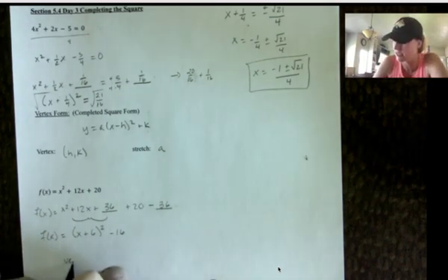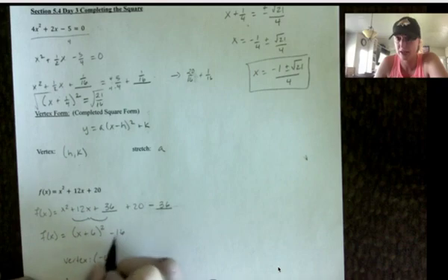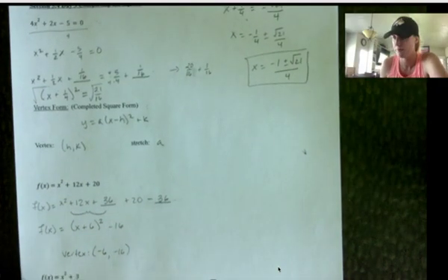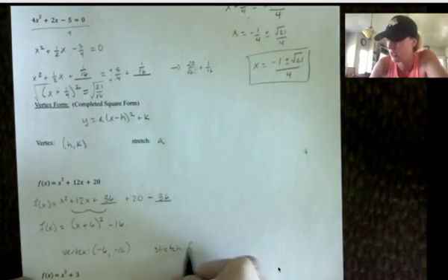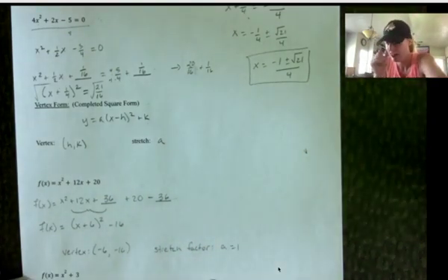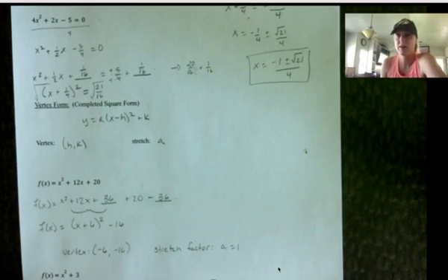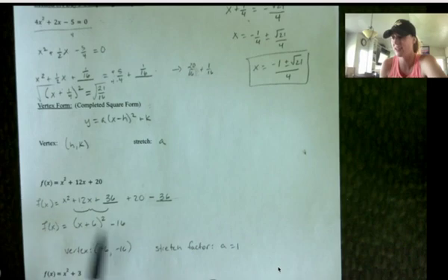My vertex, remember, it's always the opposite of this sign here, so it's going to be -6 for my x-coordinate, and then that sign stays the same for my y-coordinate. And then my stretch factor is just 1. So my regular pattern for graphing would be still 1, 3, 5, okay? So that's the purpose again of completing the square. I do it on the same side, but then it's in that nice vertex form that we're used to seeing.